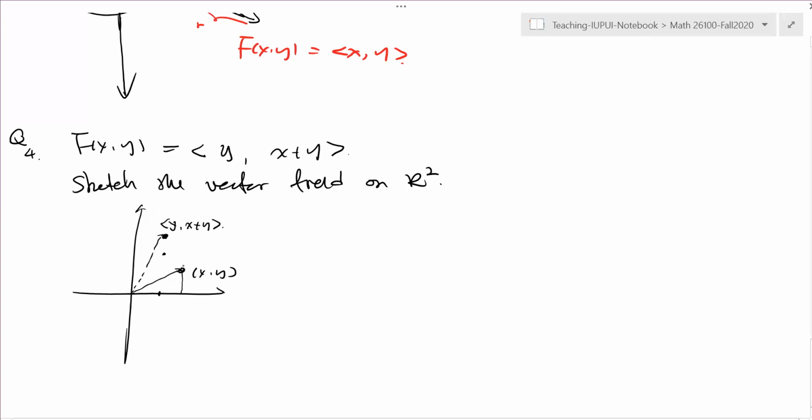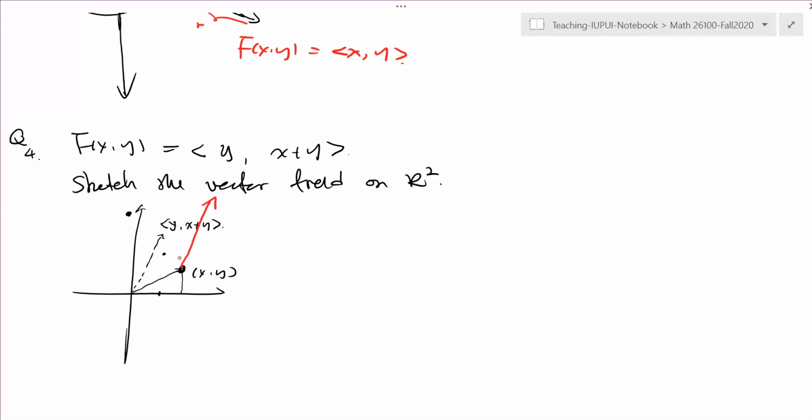But we have to draw it here, because the starting point is at x and y. So the vector field looks pretty strange. If x and y are both positive, then this is the direction of the vector. Now, it's hard to imagine the vector at the other locations.